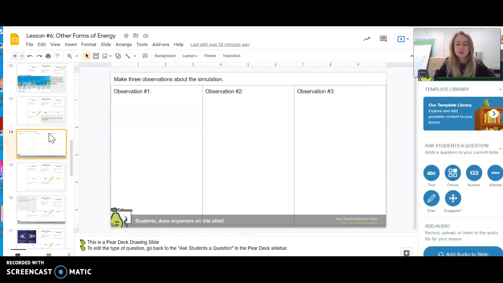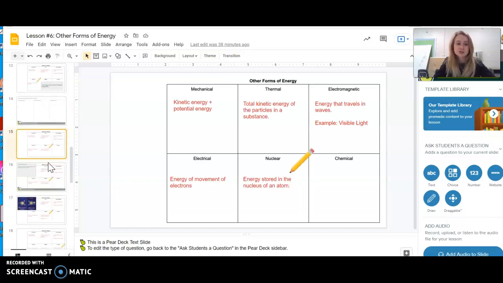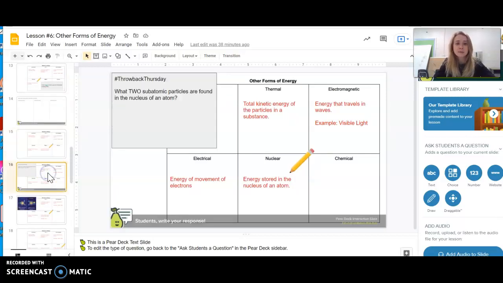this is just going to tell you make 3 observations about the simulation. And then slide 15, nuclear energy is energy stored in the nucleus of an atom. And then just as a review question, what 2 subatomic particles are found in the nucleus of an atom? Can you remember?